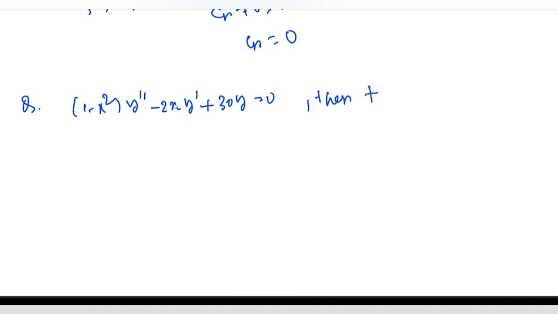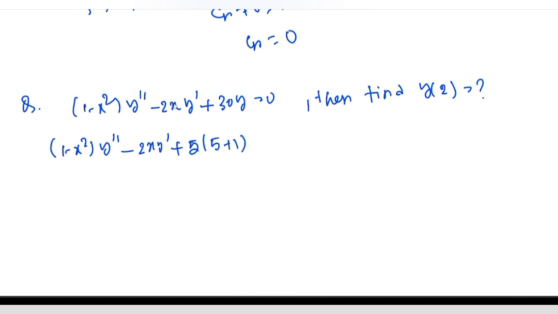One question. If it is given that 1 minus x square y double dash minus 2x y dash plus 30 y equal to 0, then find y of 2. First of all, we write this equation as 1 minus x square y double dash minus 2x y dash plus 5 into 5 plus 1 y equal to 0.